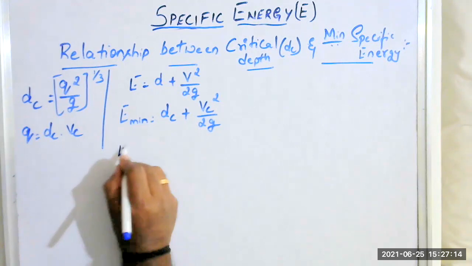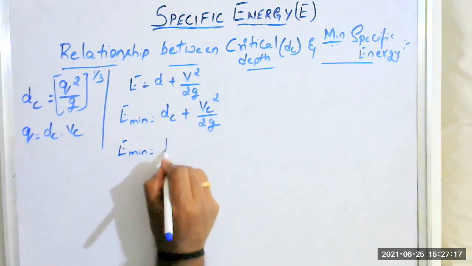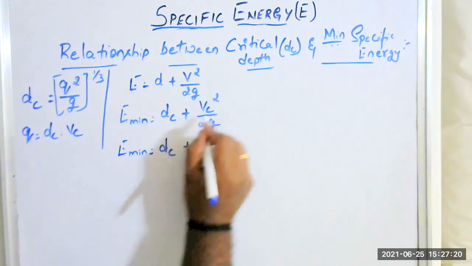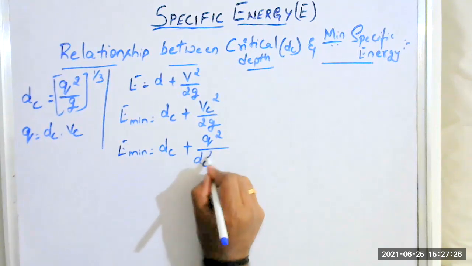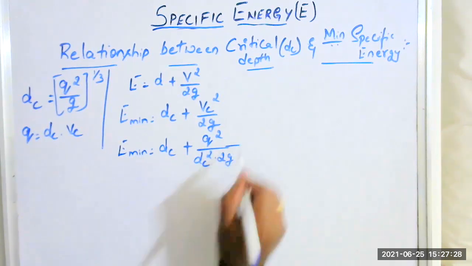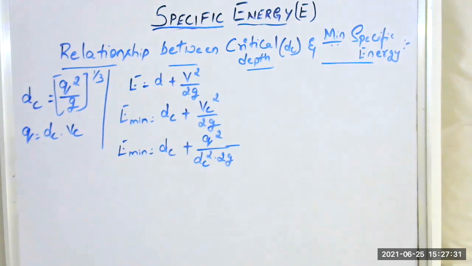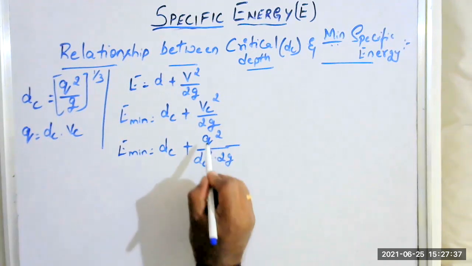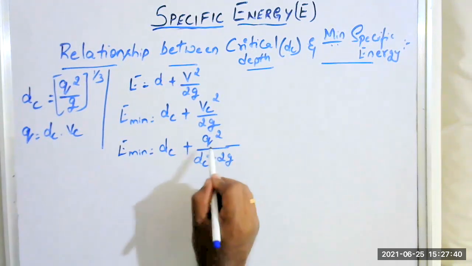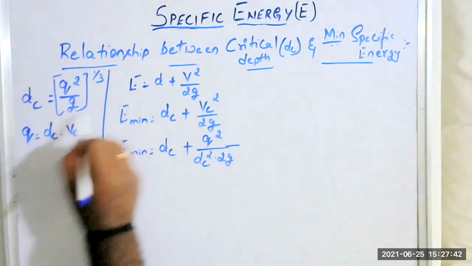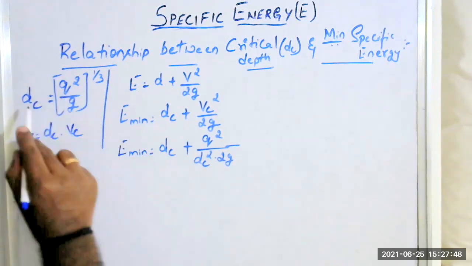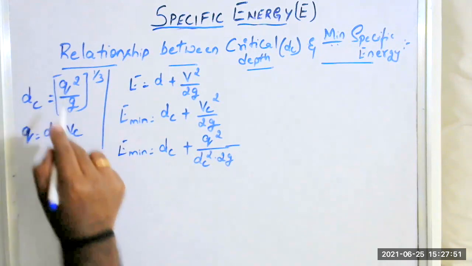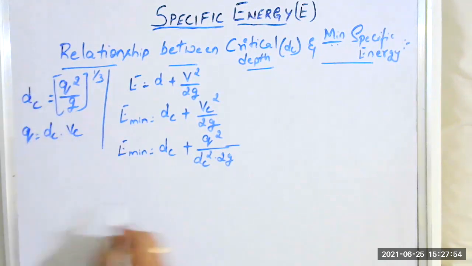Therefore, E minimum is equal to DC plus, in place of VC, I replace it as Q square by DC square into 2G. Now you observe this equation. If I write DC cube is equal to Q square by G, therefore Q square is equal to DC cube into G.